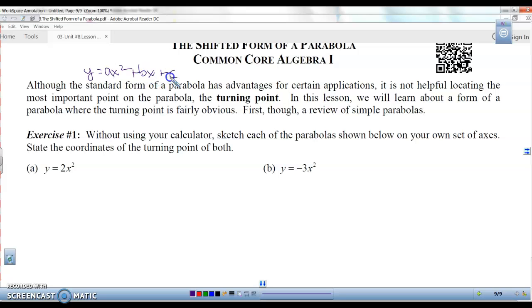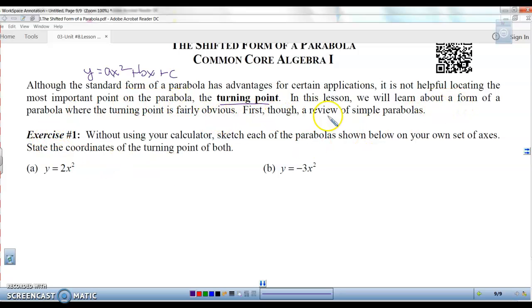Now, it has some advantages when we look at this, because we know, for example, the c value would be the y-intercept. But can we tell where the vertex is from this equation? No, the turning point is not obvious from this. So in this lesson, we're learning about a form of a parabola where the turning point is fairly obvious.